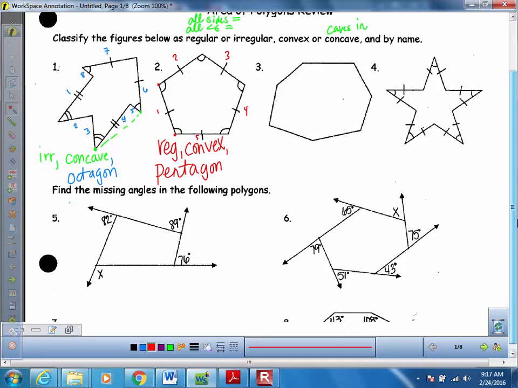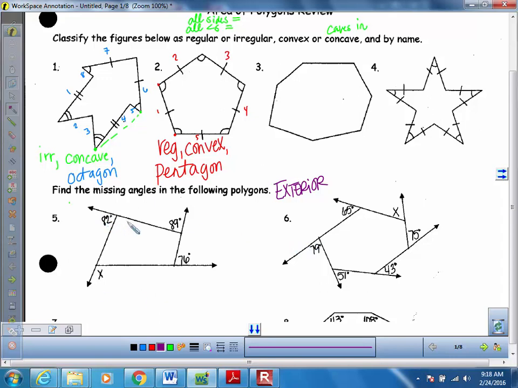Okay, next let's look for the missing angles. In both 5 and 6, all my angles are actually outside these polygons. So I know that I'm looking at exterior angles. I have a bunch of them, so that probably means I'm going to use the sum. If you remember from our lessons, the sum of the exterior angles of any polygon is going to be 360.